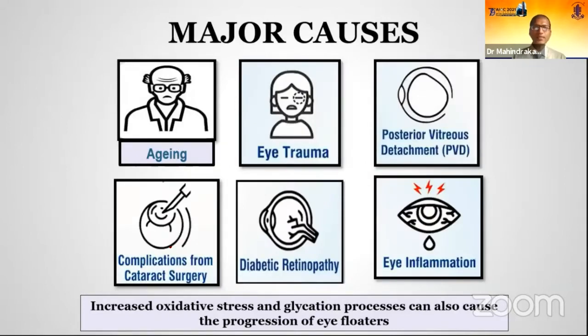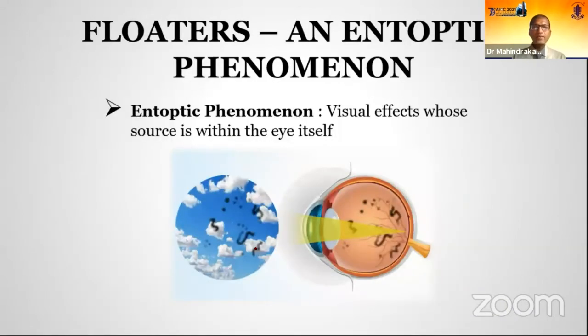So these were the causes that we just discussed, and these intrinsic phenomena are called entoptic phenomena, visual effects whose source is within the eye.